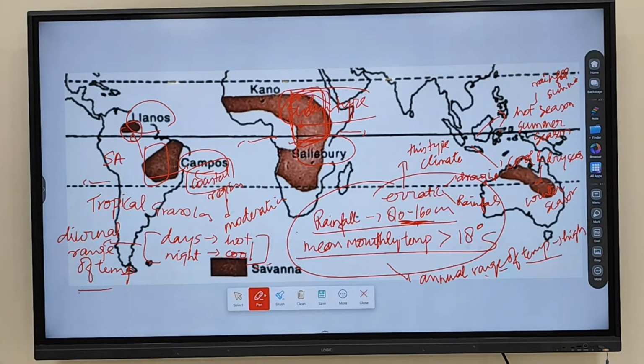Fine. So days are hot, so maximum temperature is high. Nights are cooler in nature. So the diurnal range of temperature is high, and the annual range of temperature is also a bit high. The diurnal range of temperature is also high as compared to the equatorial region. Clear?